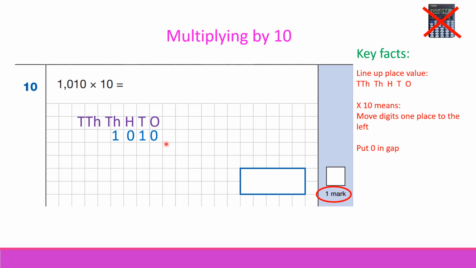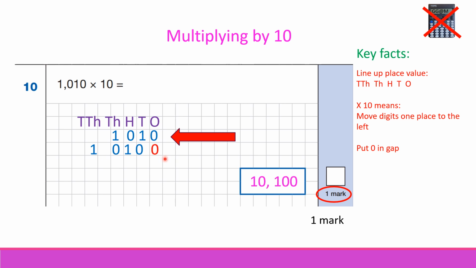Now all these digits have got to move to the left. So all of these digits here are literally just going to shift over 1 to the left. So that means the 0 goes to the tens column, the 1 goes to the hundreds column, the 0 goes to the thousands column and the 1 goes to the 10,000s column. So all these digits have shifted over to the left by 1. Then in the gap we've got here, we just add a 0.